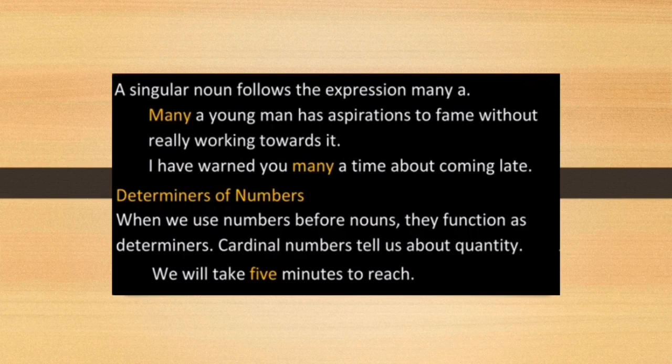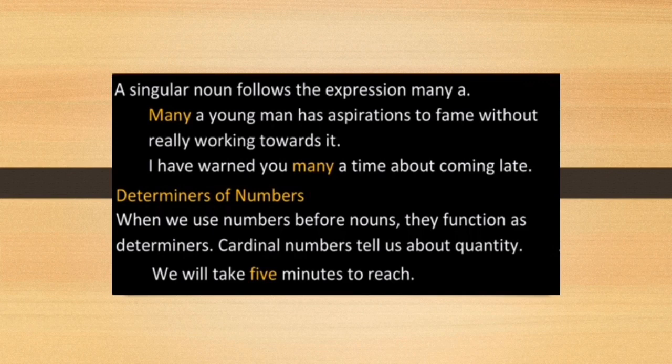Okay, now let's just see the next one, which is determiners of numbers. So our first type was quantifiers, second one is determiners of numbers. So as the name suggests, when we use numbers before nouns, they function as determiners, right? So whenever a number is used before nouns, they are determiners. But again, there are two determiners of numbers. First one, cardinal, second, ordinal. Now what is the difference between cardinal and ordinal?